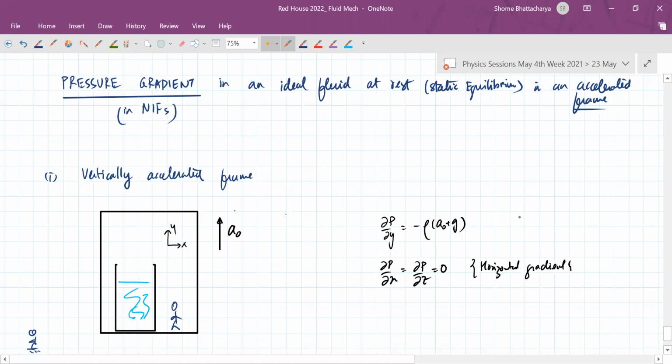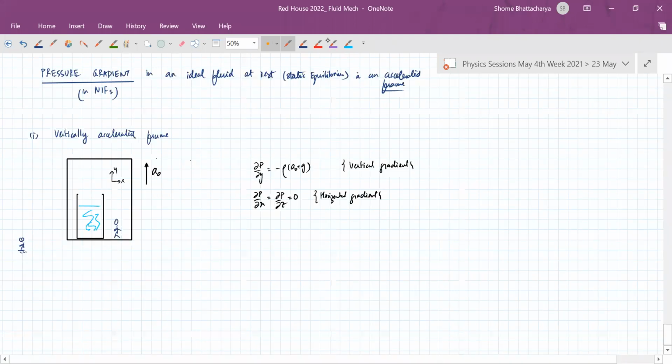I'm not getting into the detailed derivation of this. You have to just understand that if you think of the free body diagram in the non-inertial frame or even the inertial frame of a volume element, you can understand this easily. Okay, so just make a quick note of this.